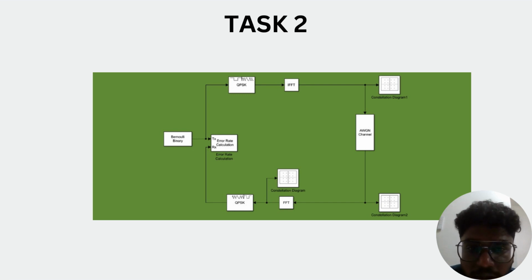This is the task 2 diagram. So we have changed to the AWGN channel from the random source, and there is a Bernoulli binary, and also there is a QPSK from square wave to sine wave and sine wave to square wave, and there are also three diagrams in task 2. So this is the construction in Simulink form.